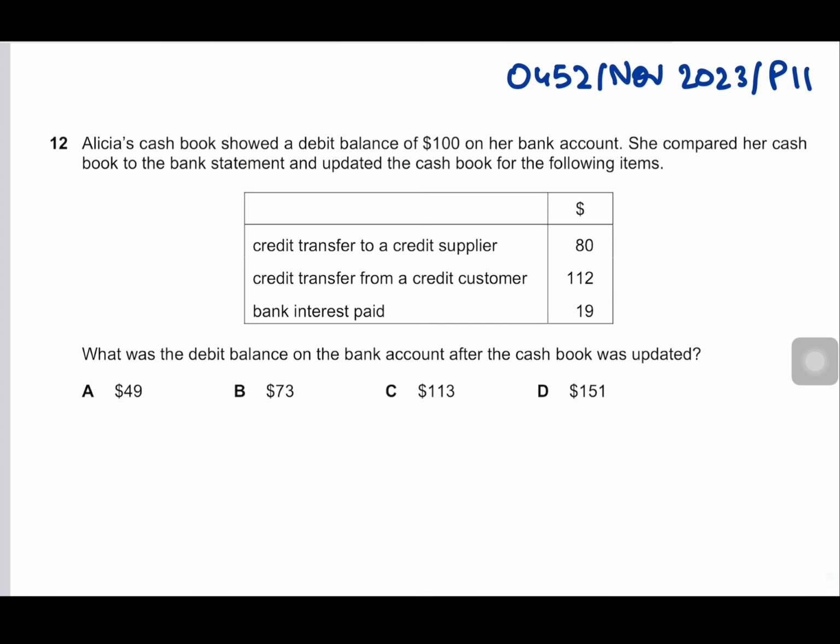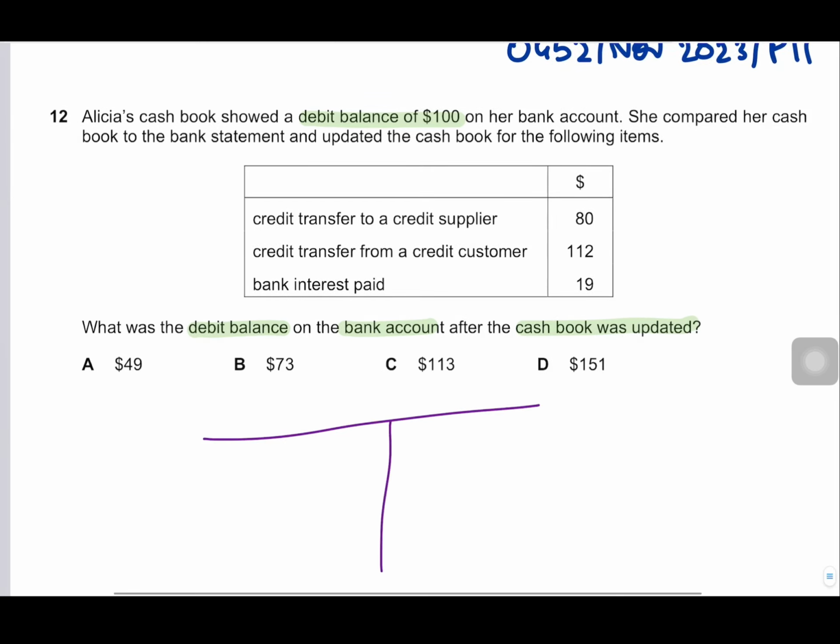Alicia's cash book showed a debit balance of $100 on her bank account. She compared her cash book to the bank statement and updated the cash book for the following items. Okay. What was the debit balance on the bank account after the cash book was updated? So the bank statement balance isn't given to us. We don't require that as well because we just have to update the cash book.